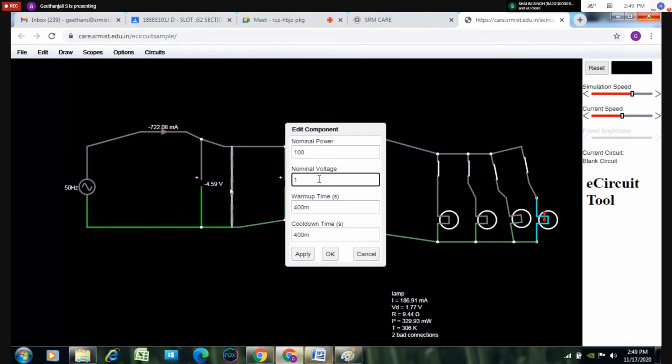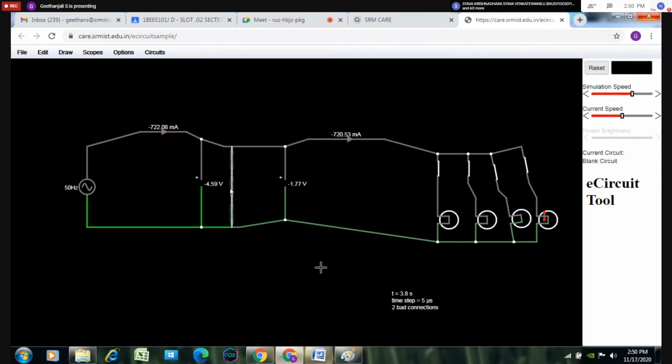Why we are changing this nominal voltage from 120 to 115 is because the transformer rating they have given, the secondary voltage rating, is 115. So we need to set the nominal load voltage as 115. That's all. So all the inputs we have given.